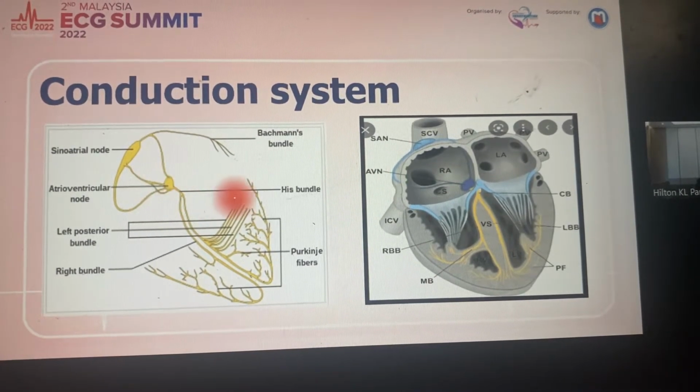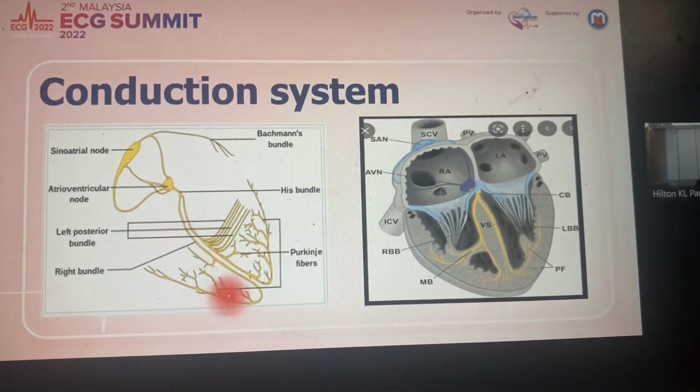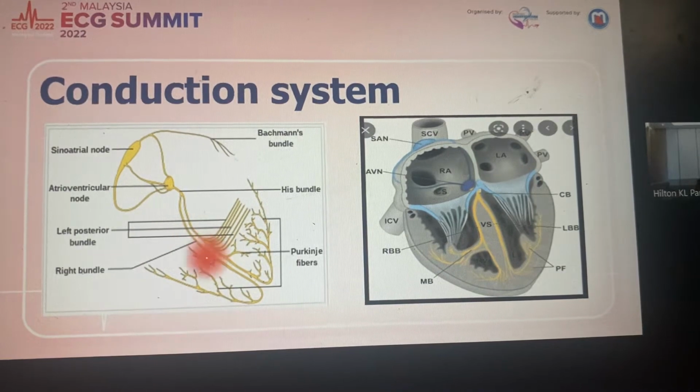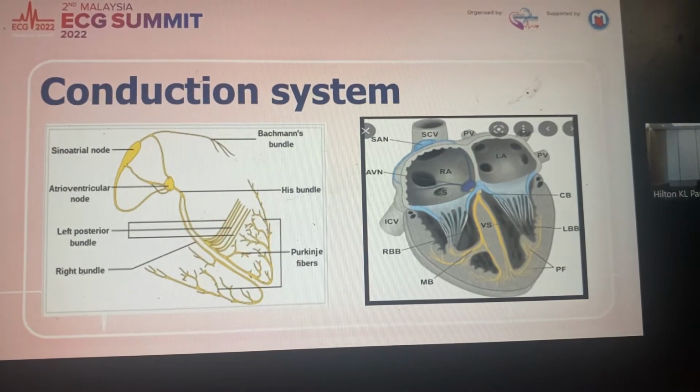And to go to the left atrium, you have to go through Bachmann's bundle. After that, you come to the bundle of His, then the right bundle and the left bundle. The left bundle divides into anterior fascicles and also posterior fascicles.